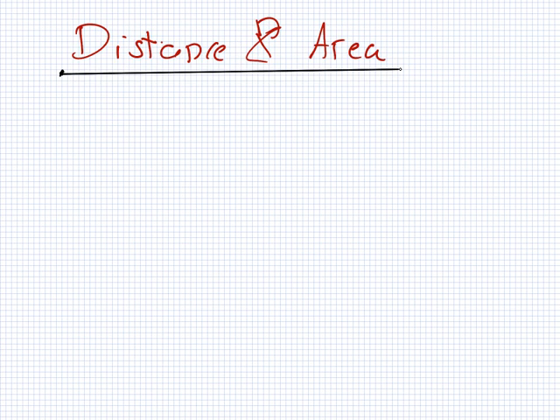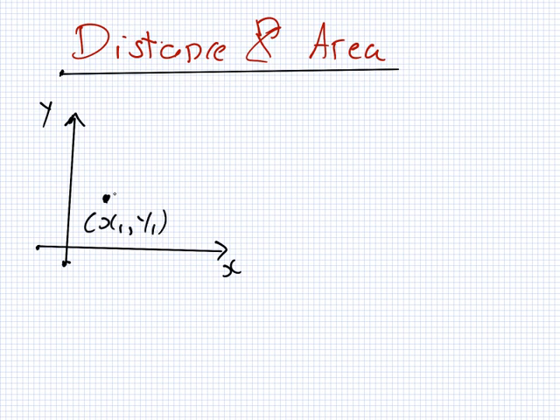So what we're going to have a look at now is some formulas for calculating distance and area between points and lines. Before I start, just to say the main thing about this lesson is looking at the formulas. The first formula is if we want to calculate the distance between 2 points, x1, y1 and x2, y2.